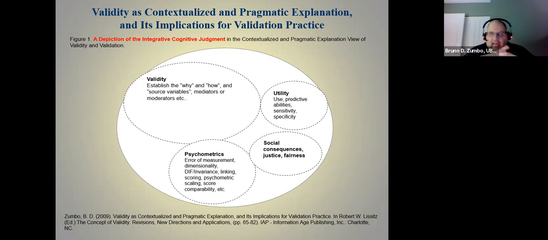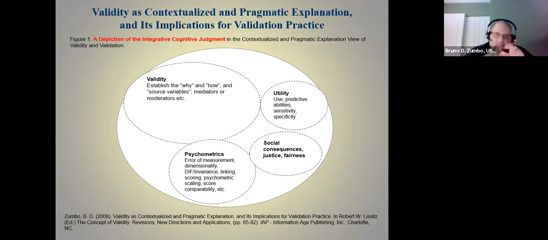In 2009, in a book chapter of mine, I really began to introduce a depiction of an integrated cognitive judgment, in the contextualized and pragmatic explanation view of validity and validation that I've been bringing forward. This image from 2009 actually captures it fairly well. It still does to this day.